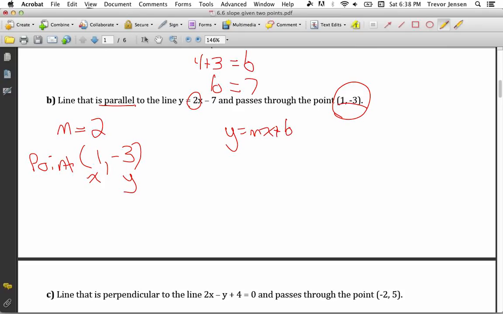I've only got the slope, but I could plug in for y, m, and x into my equation and then solve for the y-intercept. So let's do that. The y-coordinate is negative 3. The slope is 2. The x-coordinate is 1. And then we'll solve for the unknown b value.